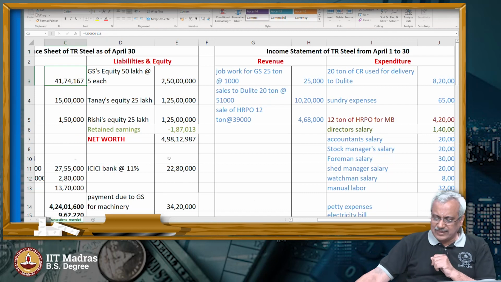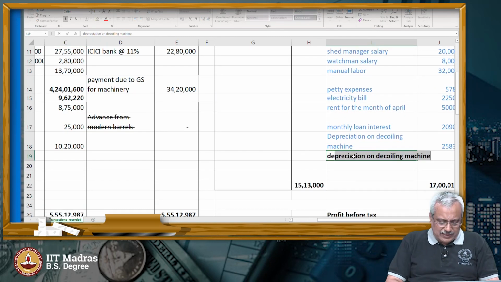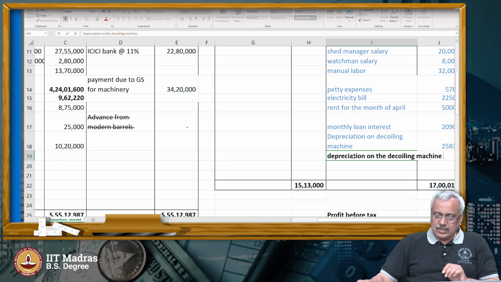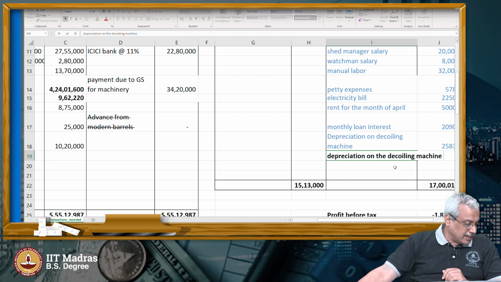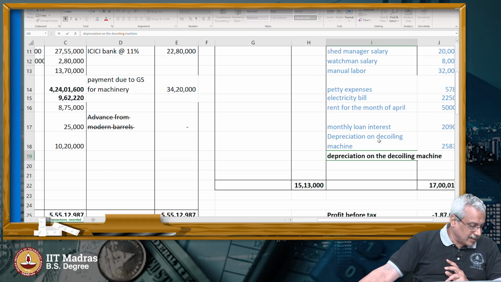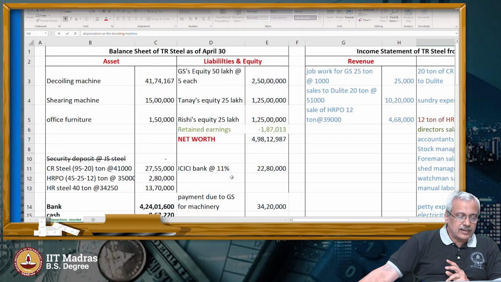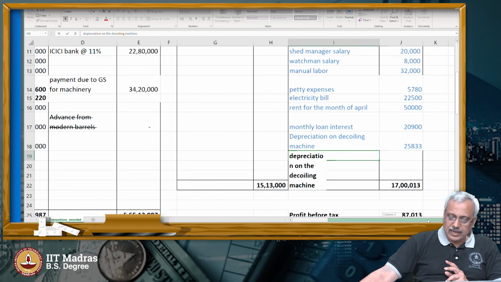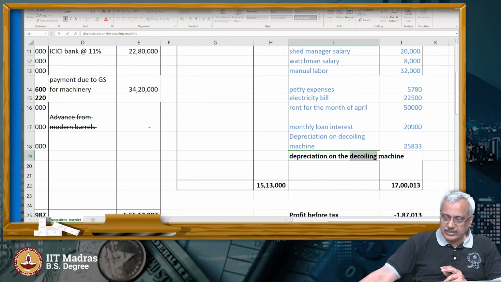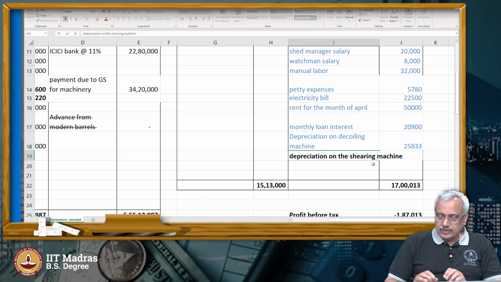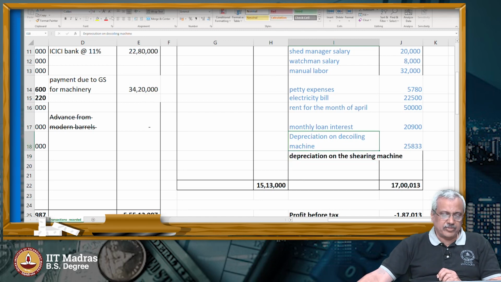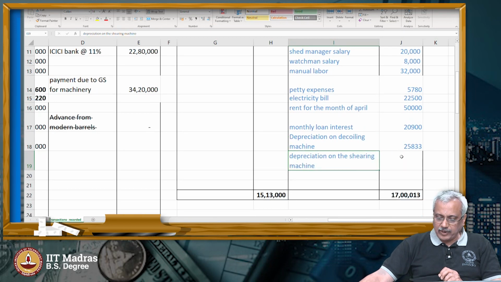The decoiling machine, let us say depreciation on the decoiling machine. Shearing, it is not decoiling. Decoiling is correct, salvage value of 4.8 lakhs for decoiling. Shearing machine, I am sorry. Depreciation on the shearing machine. I am sorry for that error, thanks for pointing it out.